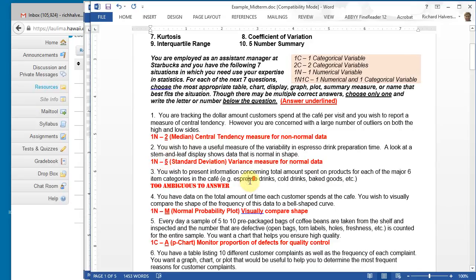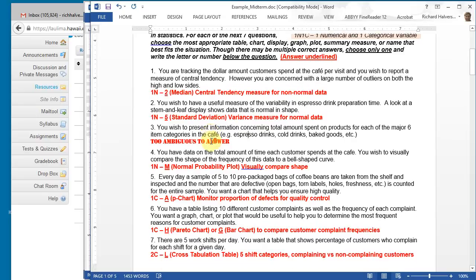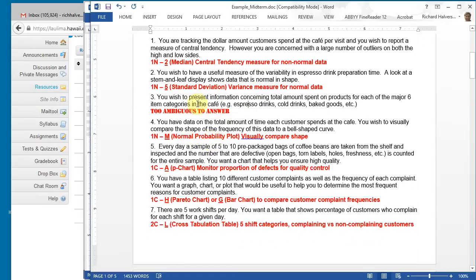This third one, it's not clear to me immediately whether we're looking at a bunch of products in each category, or we're just looking at one number, the total number in each category. And so I'm just not going to bother answering that one. The midterm questions are much more clear than that. We made sure of that.